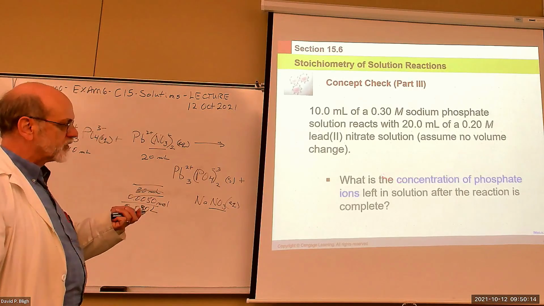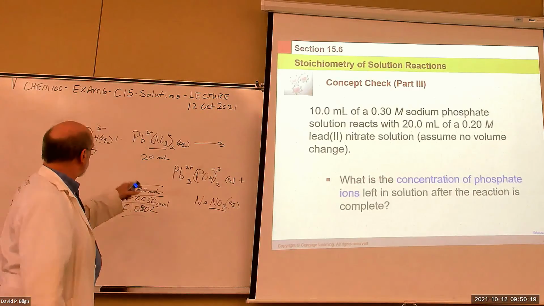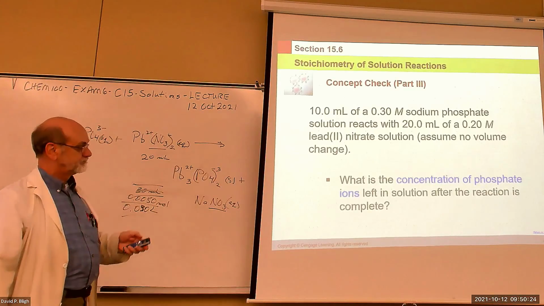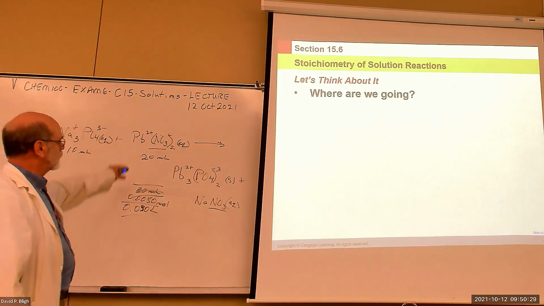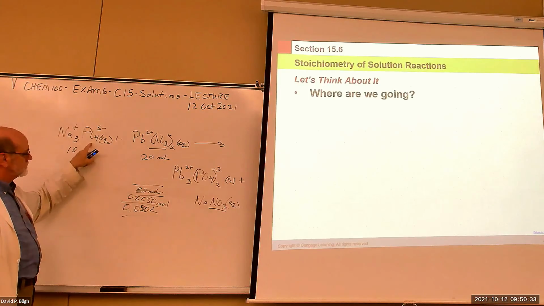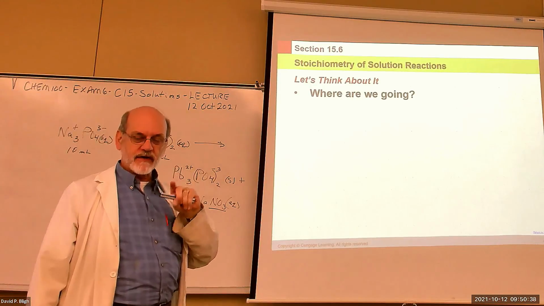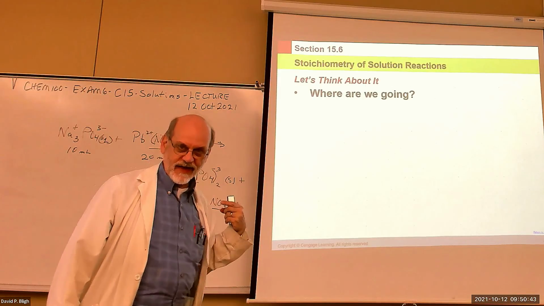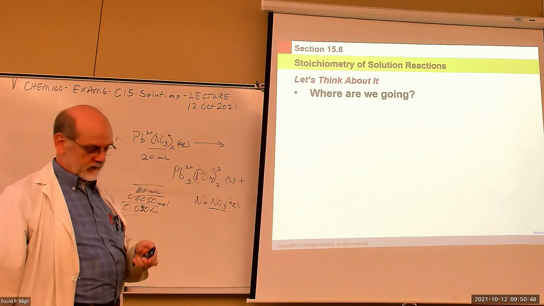This one wants to know what's the concentration of phosphate ions left over. Now in that case, we've used up some of the phosphate. Okay, which one was our limiting reactant? It was this one, the limiting reactant. So we did not use up all of our phosphate. We're going to have some phosphate left over. What we have to do is decide how much of that phosphate was used and subtract it from the starting amount. That gives us the moles of phosphate left over, and then we divide it by our new volume.